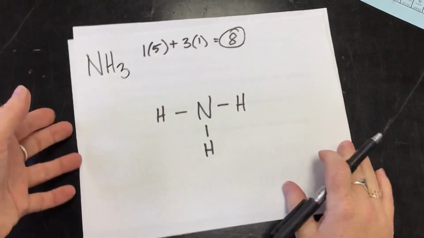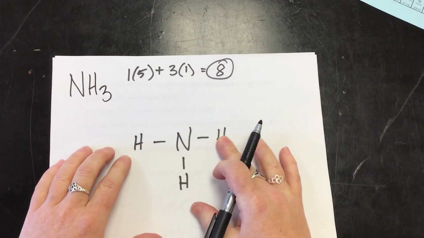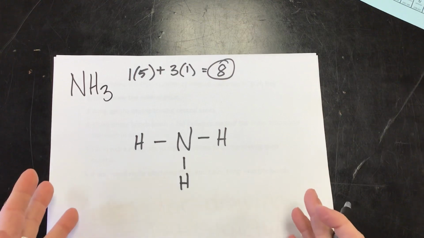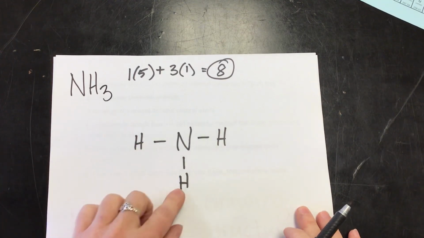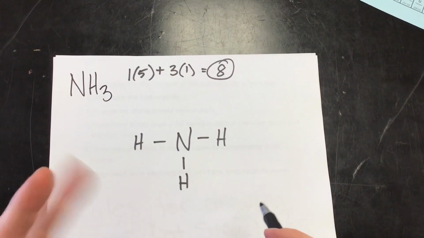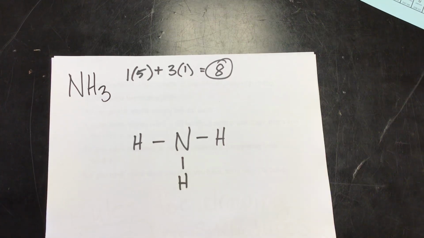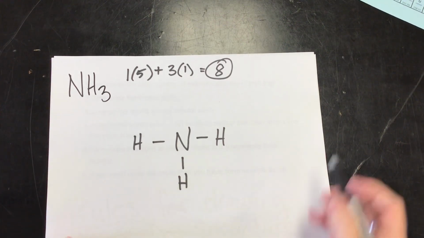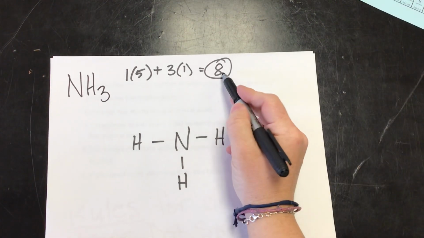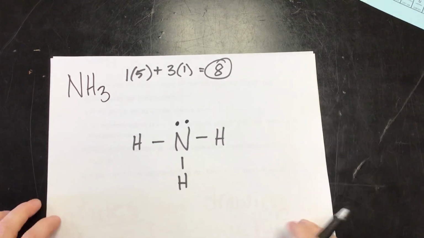So for NH3, hydrogens are the only atom on the periodic table that are happy with just 2 electrons. So you will never be adding electrons to hydrogen. It is happy or stable with 2 electrons. So because each of these hydrogens has a bond going to it, it's happy. So the last 2 electrons from our grab bag are just going to go straight onto our central atom.